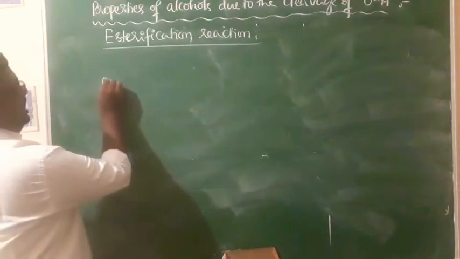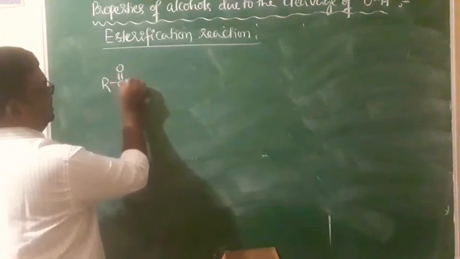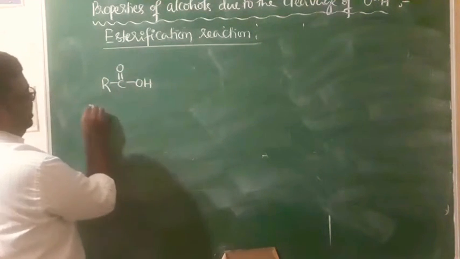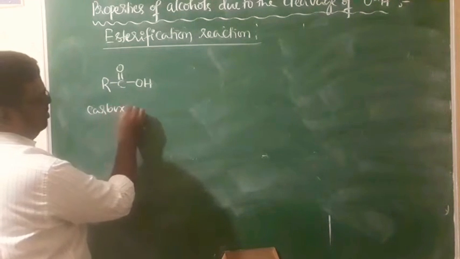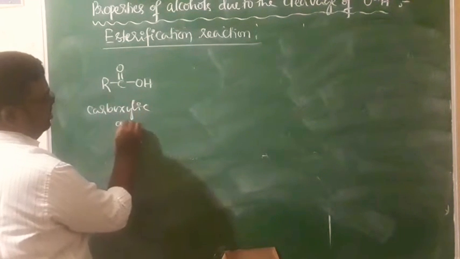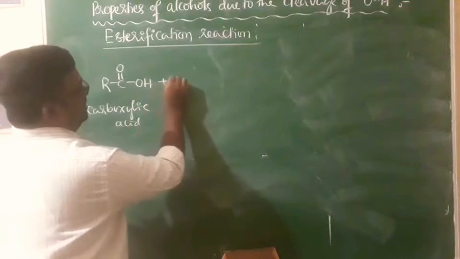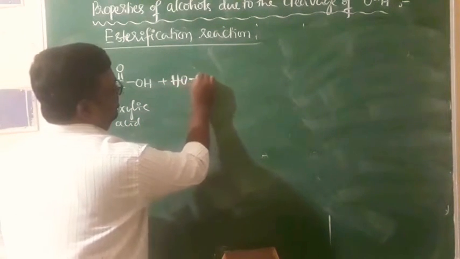When carboxylic acid, this is carboxylic acid. Any compound containing a COOH group is called a carboxylic acid. This is carboxylic acid. When it reacts with alcohol, this is alcohol.